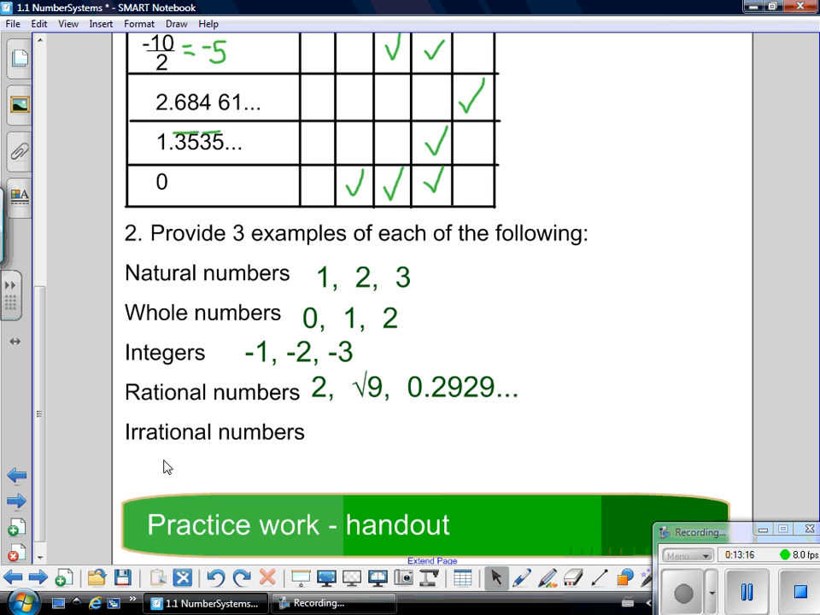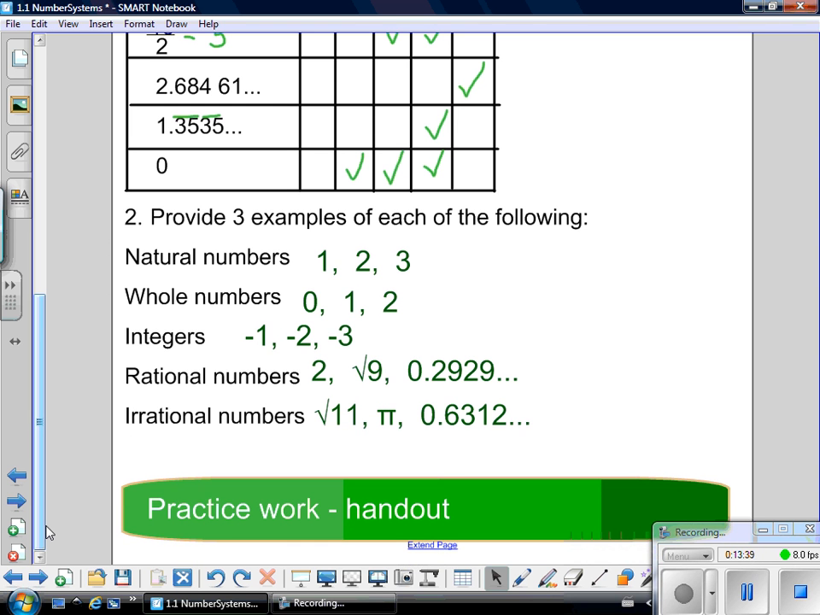And the last one is irrational numbers. Most of these would be radicals, things underneath the square root, such as square root 11. It could be the number pi that goes on forever, or a decimal number that does not terminate or repeat. That is the number system that you've been working with for the last few years. And tomorrow in class you're going to work on the handout related to number systems.